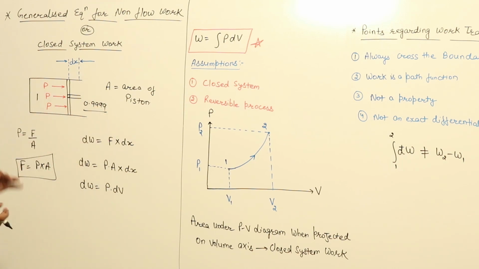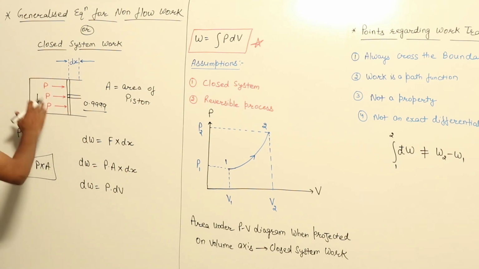Very less pressure difference is there, because we want this piston to move very slowly, so that we can track it, so that at each and every point the piston or the system must be in equilibrium.